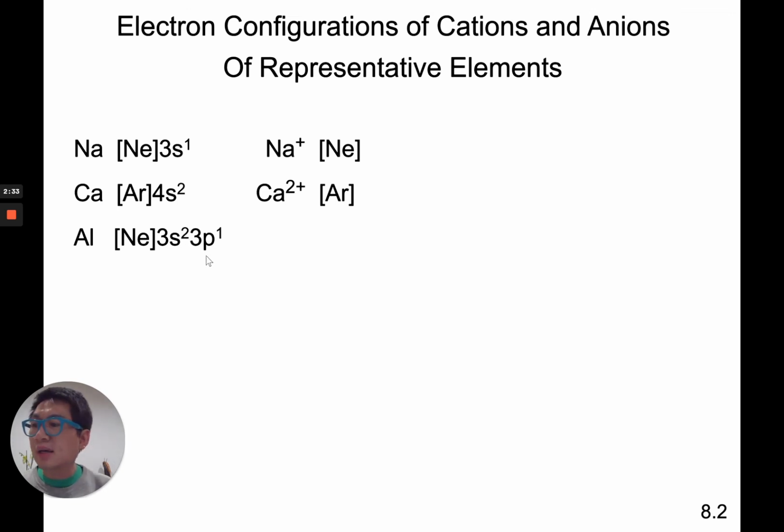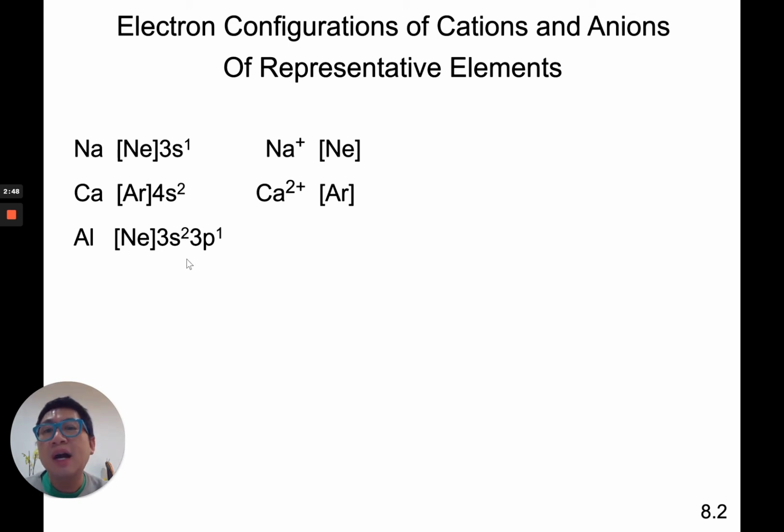What is the noble gas before it? Okay, sorry, my phone rang. I had to pause for a second. Let's see. Okay, so aluminum. Aluminum's electron configuration is neon, 3s2, 3p1.